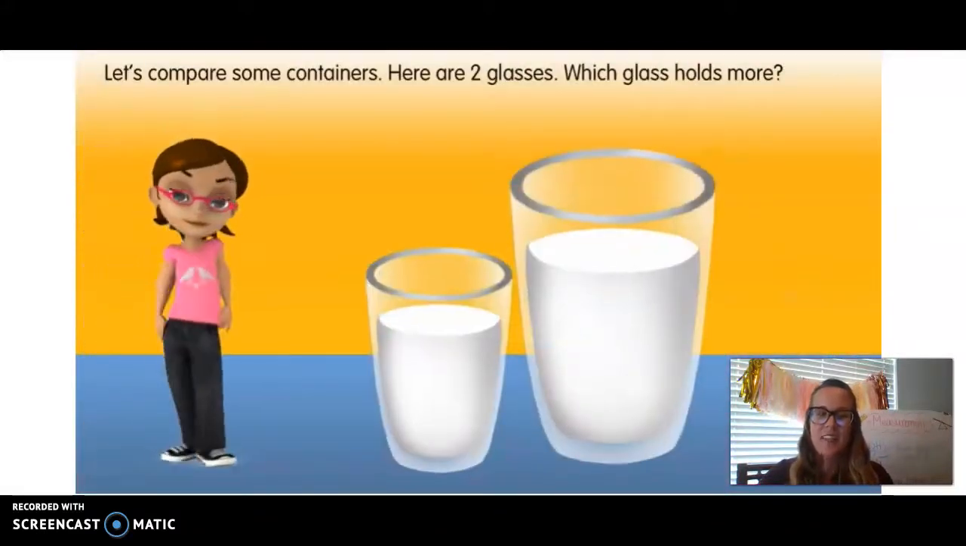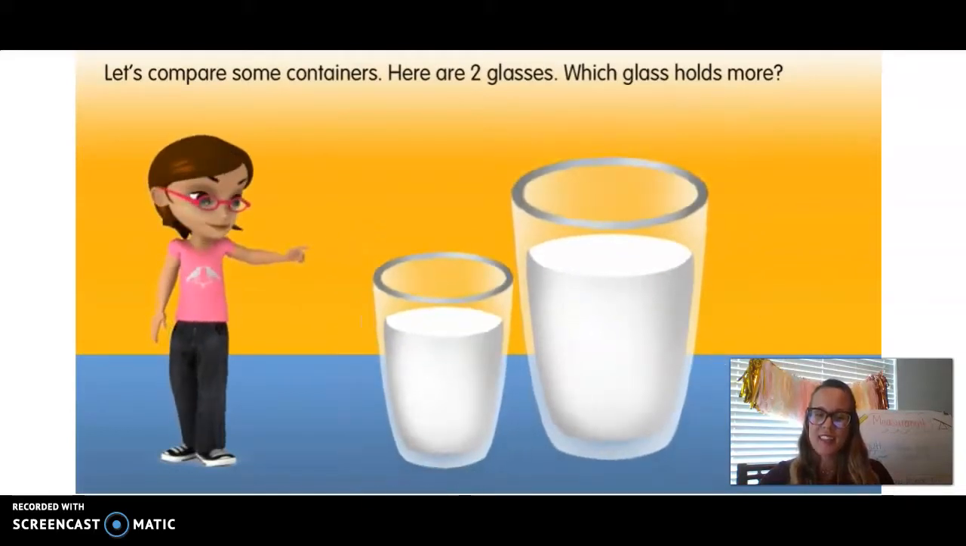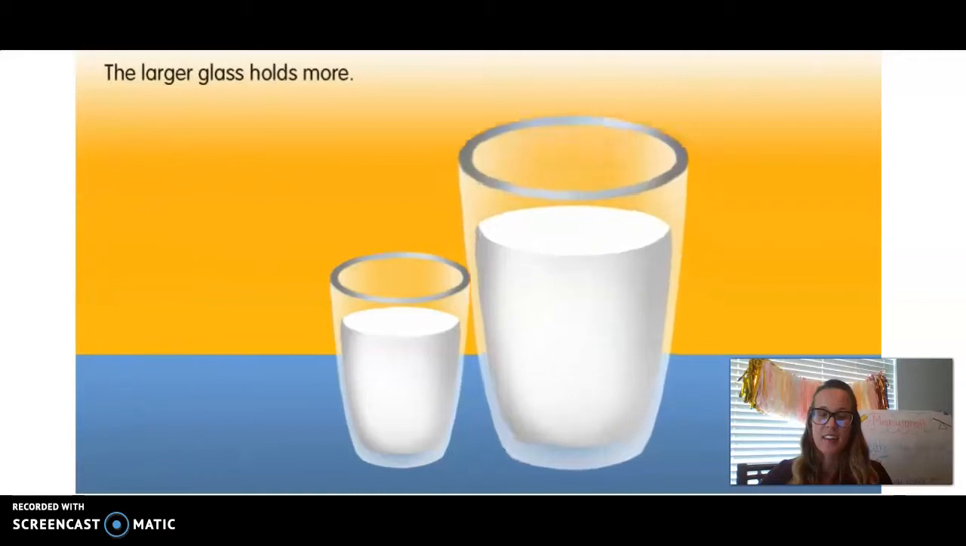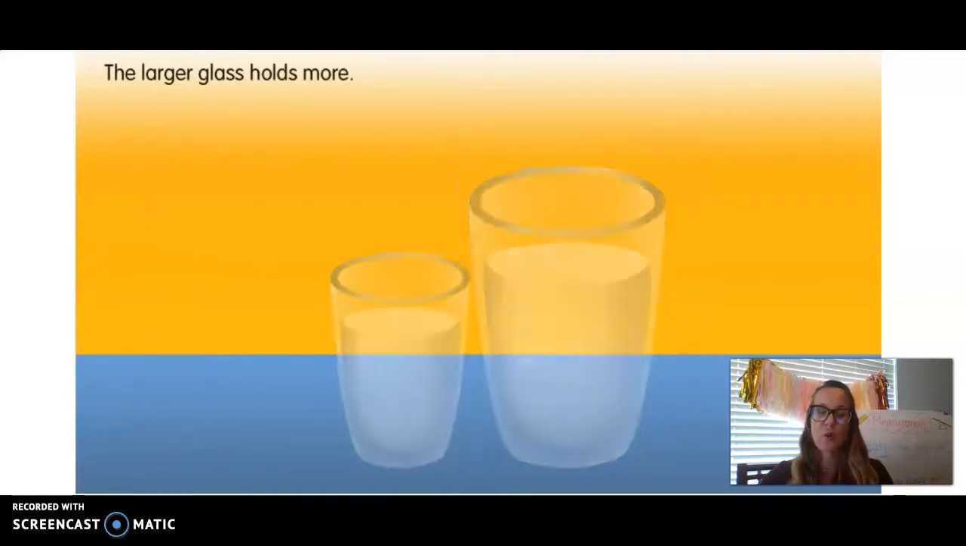Let's compare some containers. Here are two glasses. Which glass holds more? So looking at the two, which one holds more? The larger glass holds more.